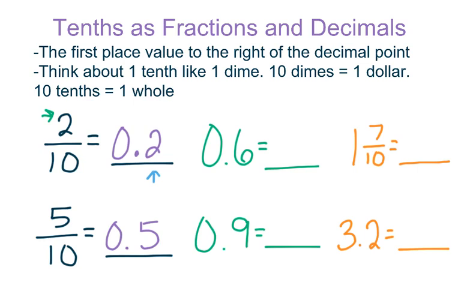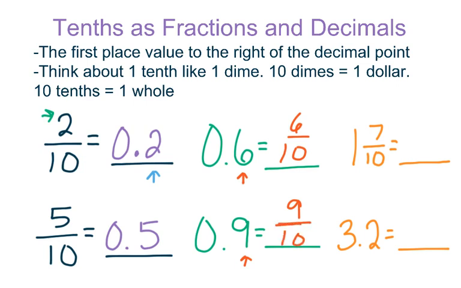Now if we see a decimal first and we want to place that decimal into a fraction, we need to identify where that number is located. So this 6 is located in our tenths place, which means we have 6 tenths. This 9 is also located in our tenths place, which means we have 9 tenths.